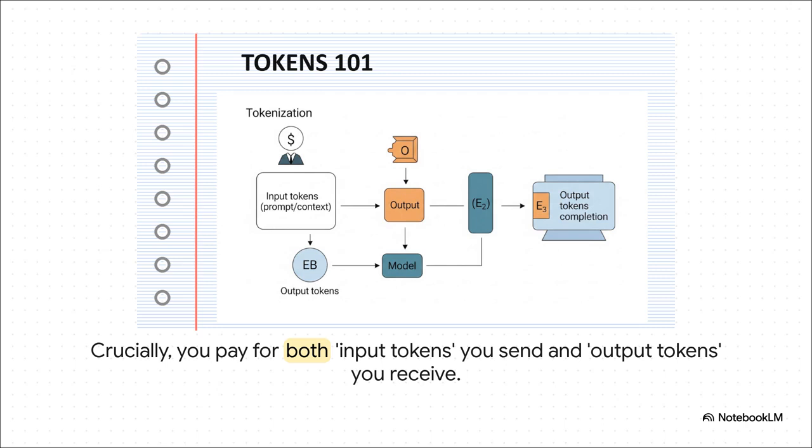Now, this is absolutely critical. You have to understand that this is not a one-way street. You get billed for everything. You pay for the input tokens, that's your prompt and all the context, and you pay for the output tokens, that's the answer the model gives you. Both sides of the conversation cost money.